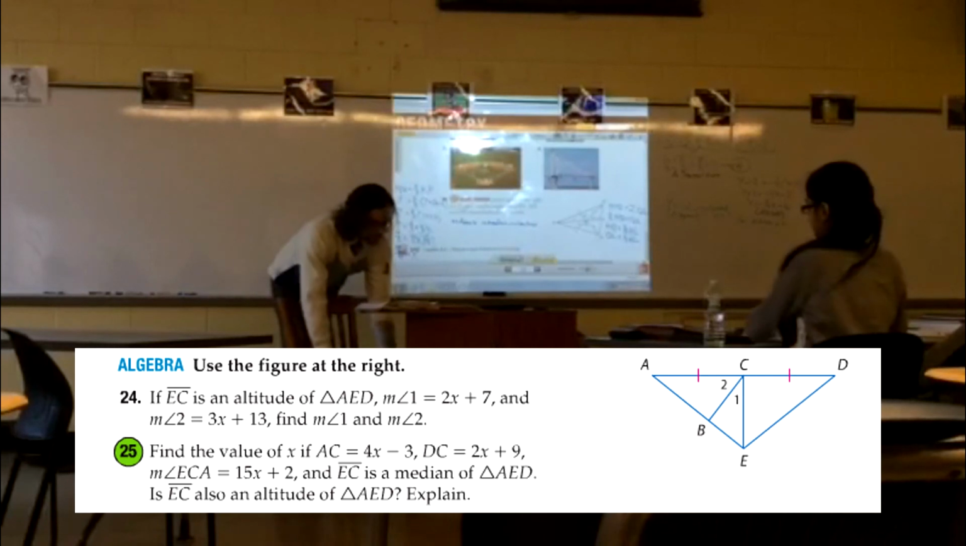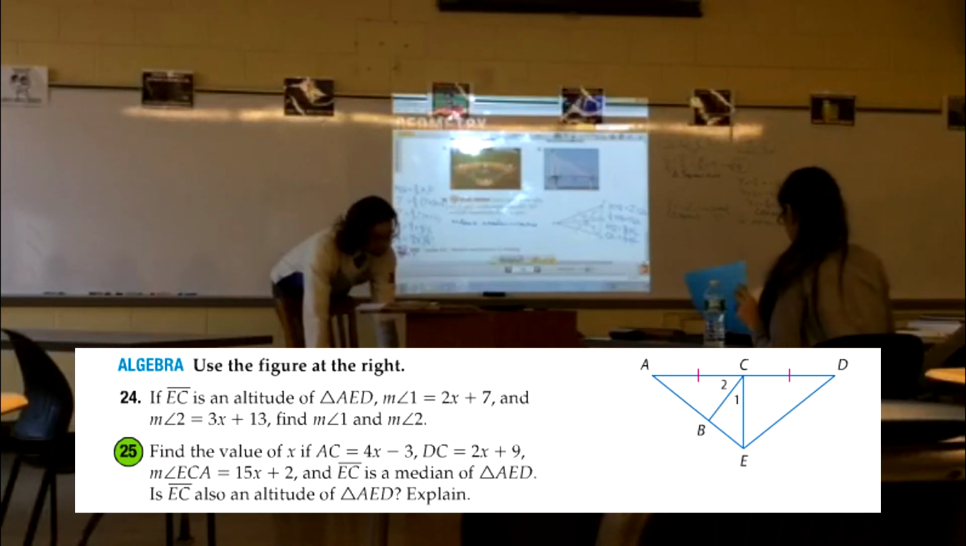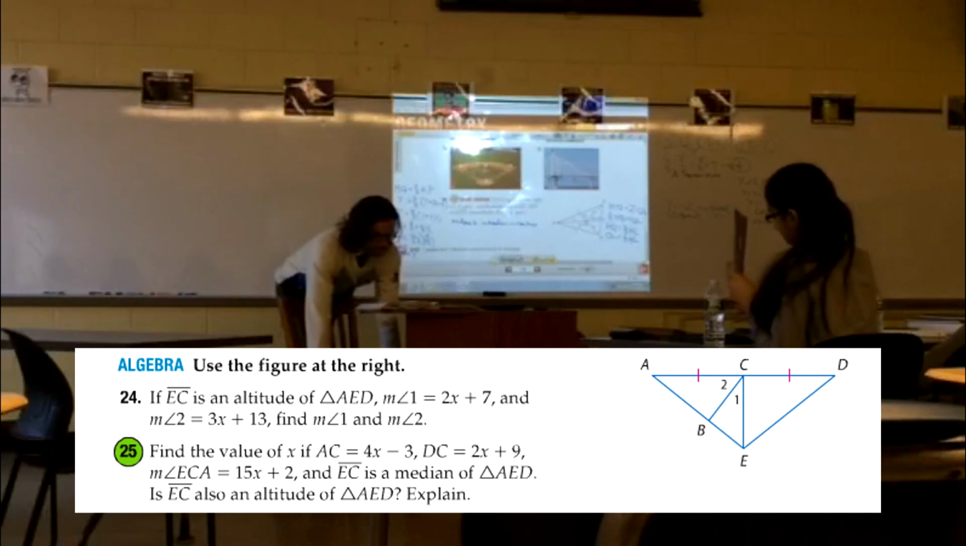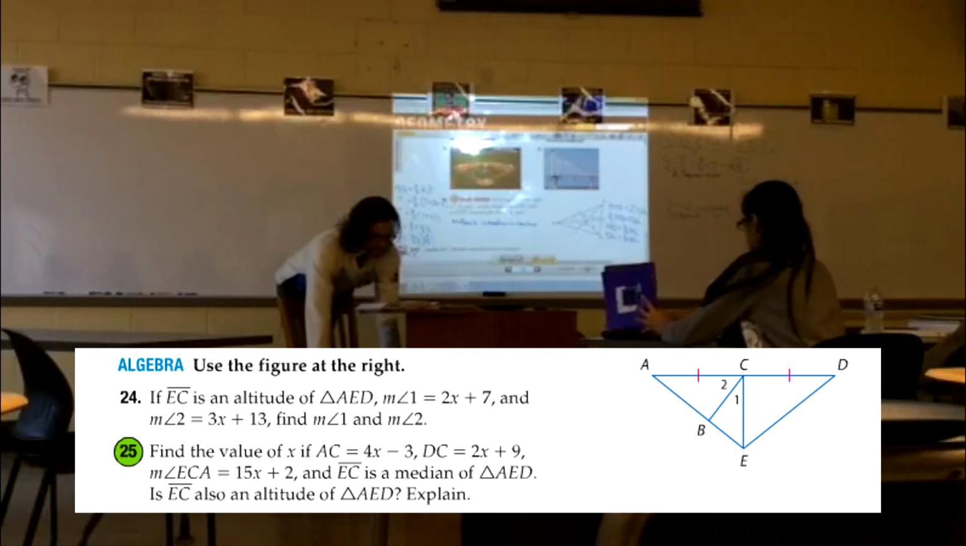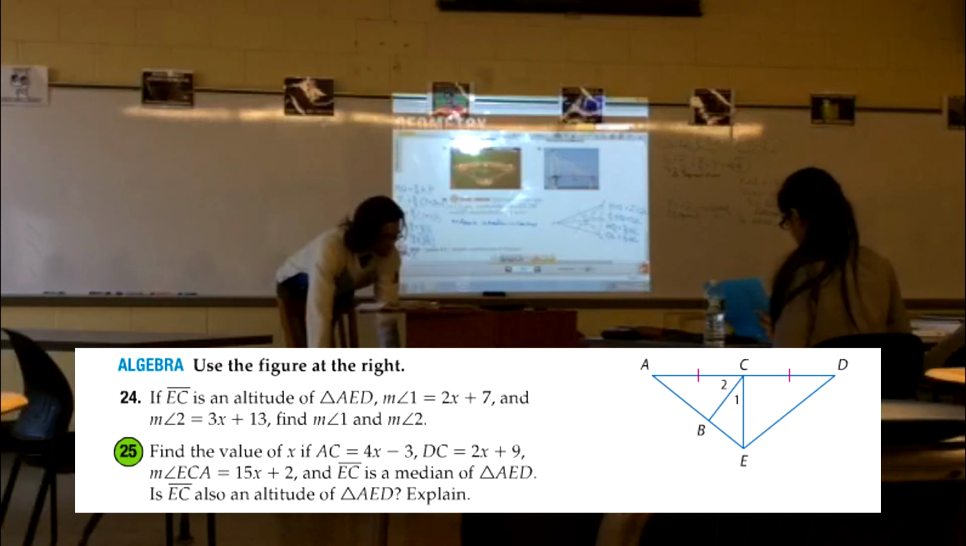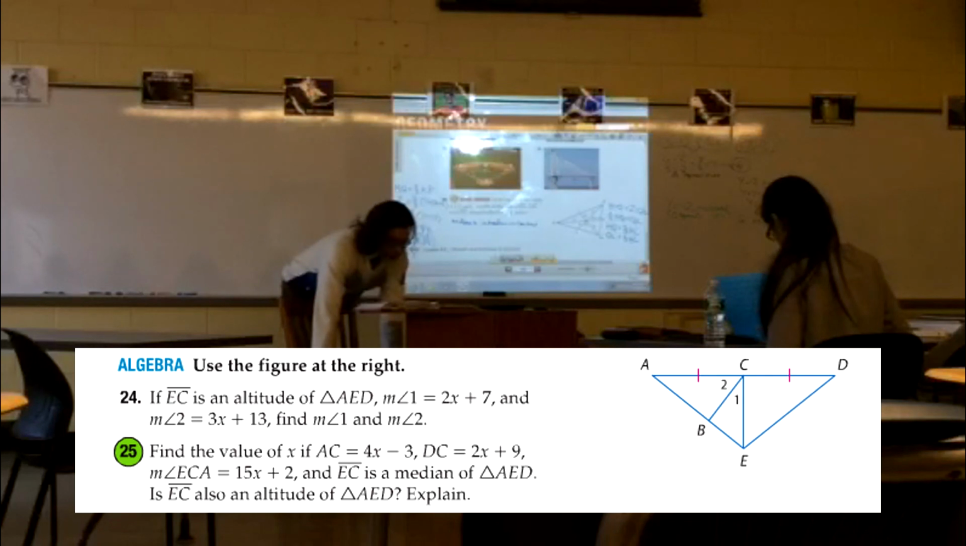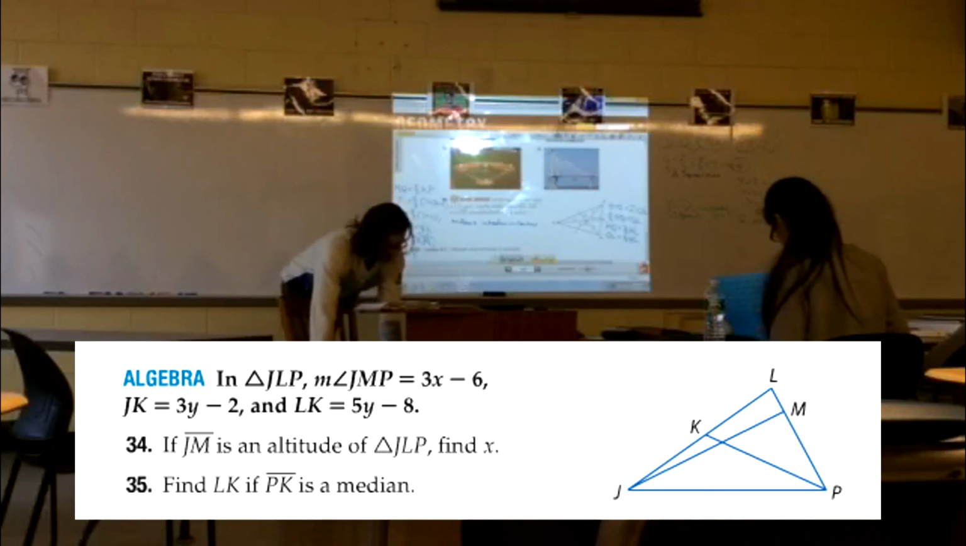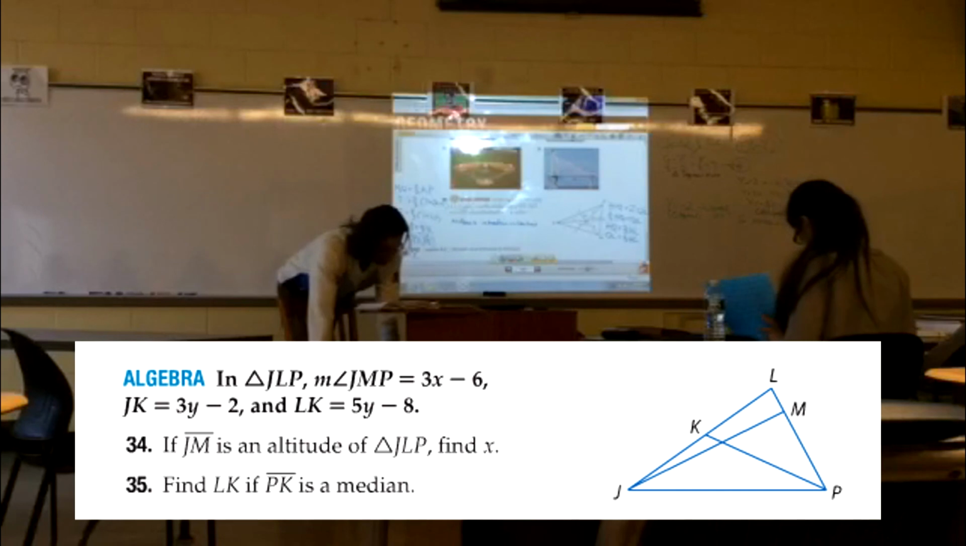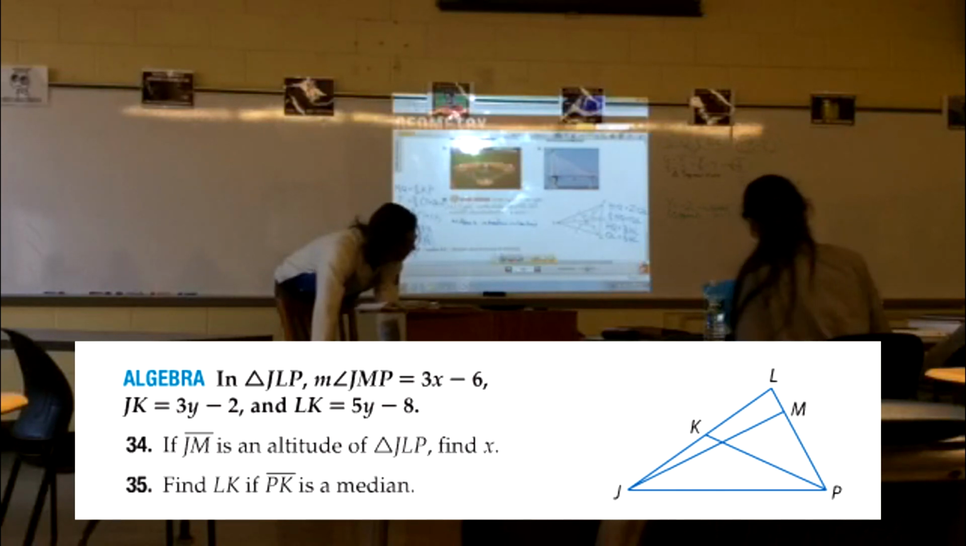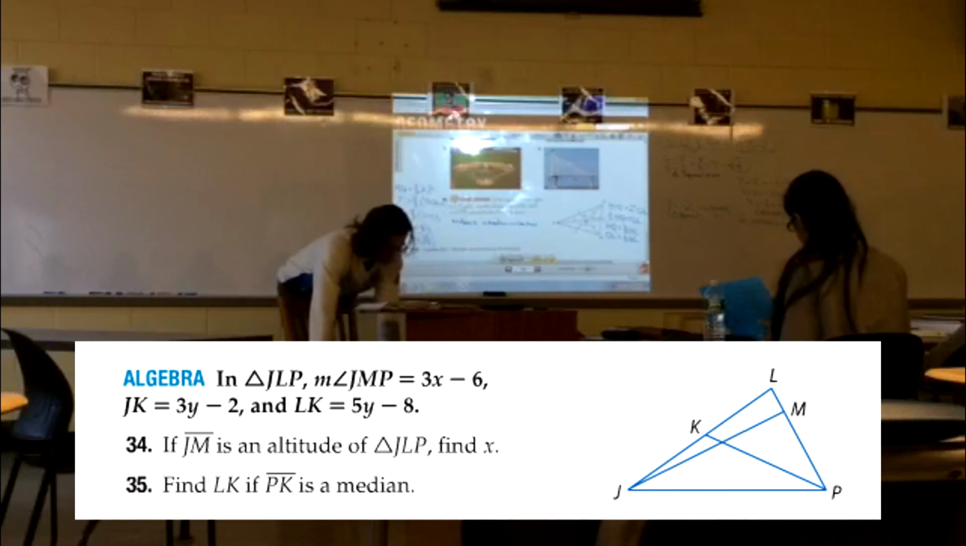Is EC a median of AED, Mr. Pascal? No. It is not, because the measure of ECA is 92. So ECA is not a right angle, so you do not have an altitude. 34, you are told you have an altitude. Your x value is 32. Yep. And 35.